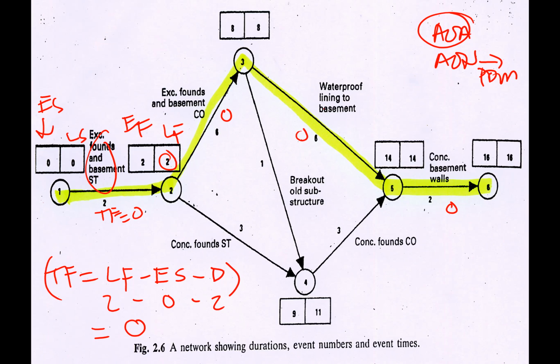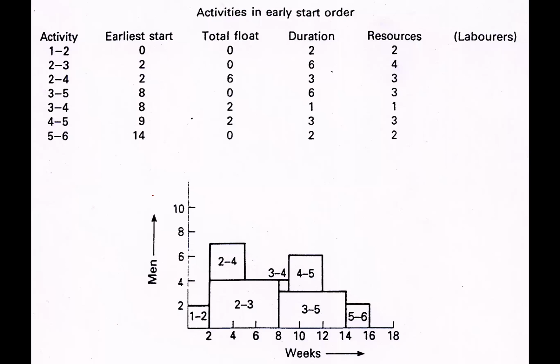So the yellow line indicates the critical path, and activities which are inside the critical path are called critical activities. They do not have total float. And from this exercise, you already know the early start date, early finish date, etc.